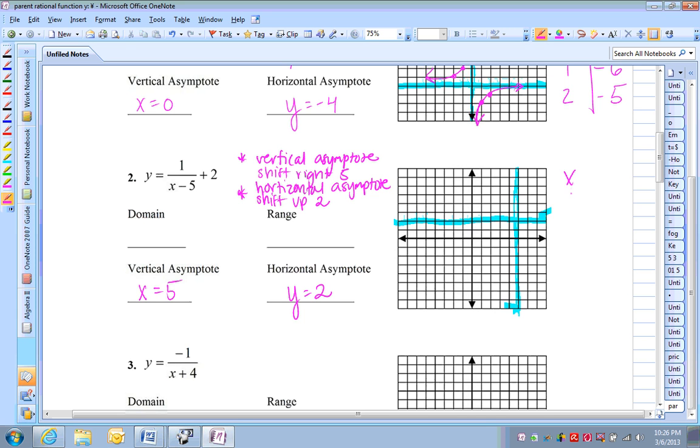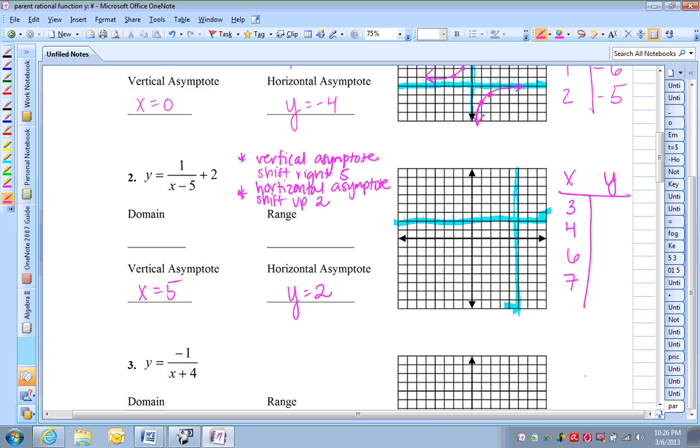I'm going to go ahead and come over and make my table. And the x values that I'm going to choose are 2 to the left of the vertical asymptote and 2 to the right of the vertical asymptote. And since my vertical asymptote is at 5, I'm going to choose 3 and 4. And then I'm going to choose 6 and 7.